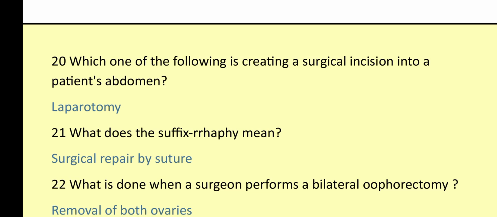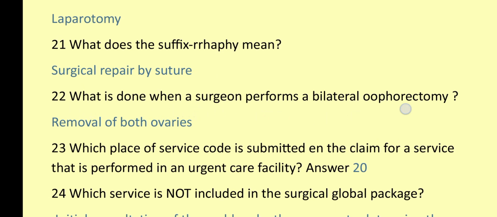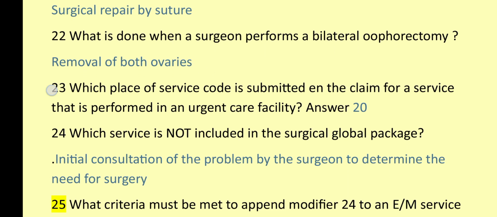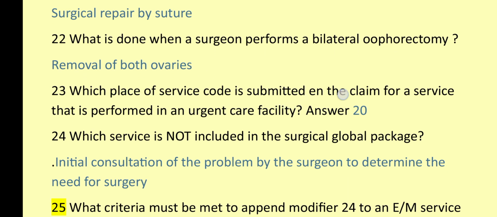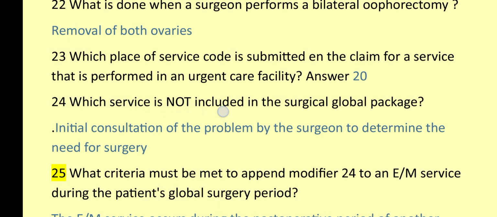Laparotomy. 21. What does the suffix -rrhaphy mean? Surgical repair by suture. 22. What is done when a surgeon performs a bilateral oophorectomy? Removal of both ovaries. 23. Which place of service code is submitted in the claim for a service that is performed in an urgent care facility? Answer 20. 24. Which service is not included in the surgical global package?